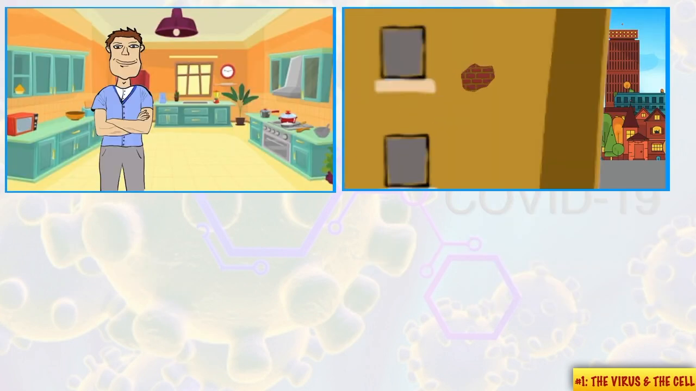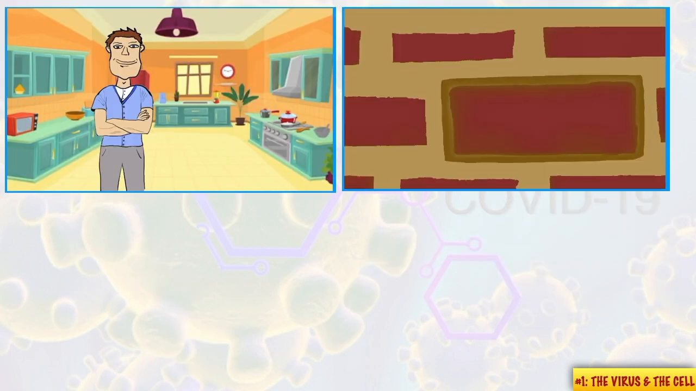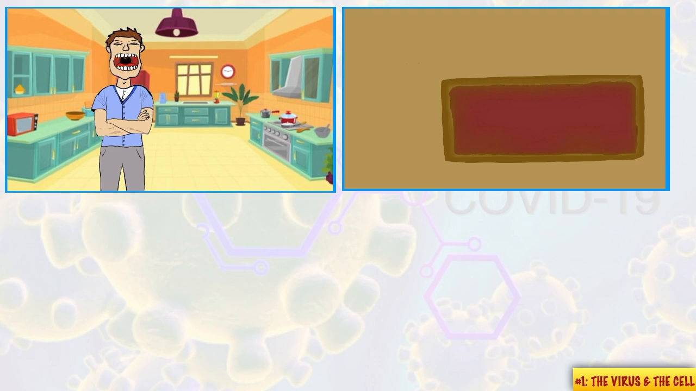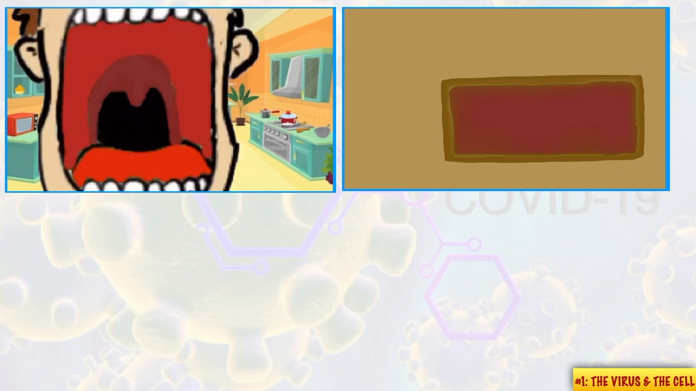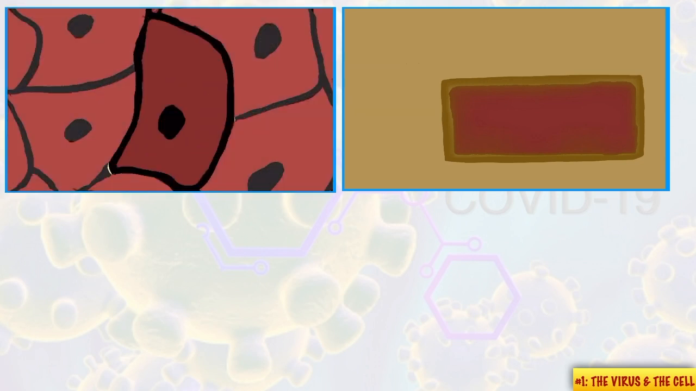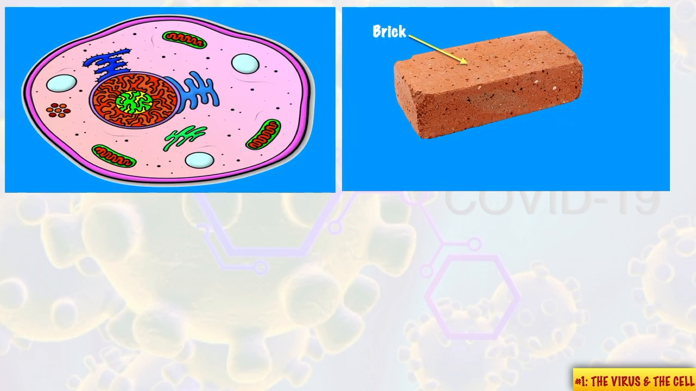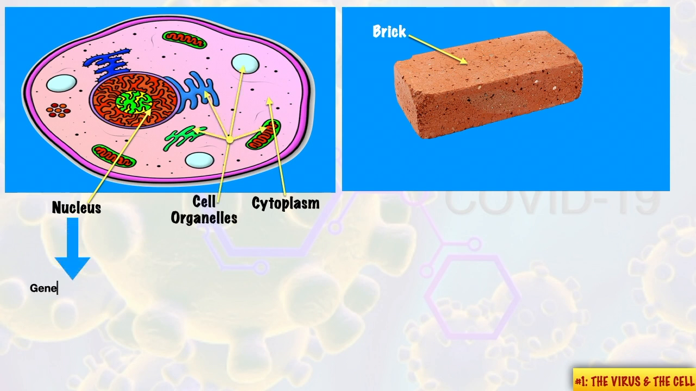As you know, a building is made up of a lot of bricks stacked together. Our bodies are a bit like that, except we are built out of cells, not bricks. Now a brick is, well, just a brick, but our cells are like mini factories. Main areas are the nucleus and the cytoplasm where all the cell organelles are.